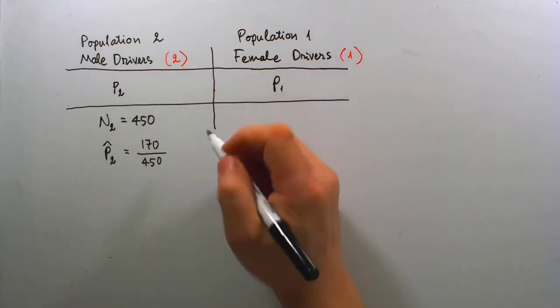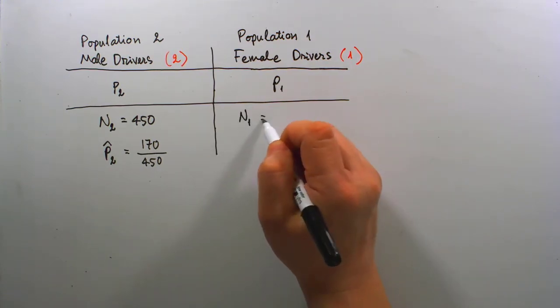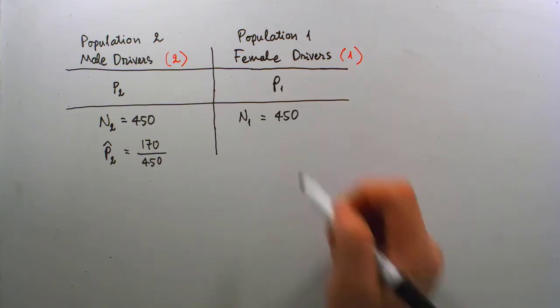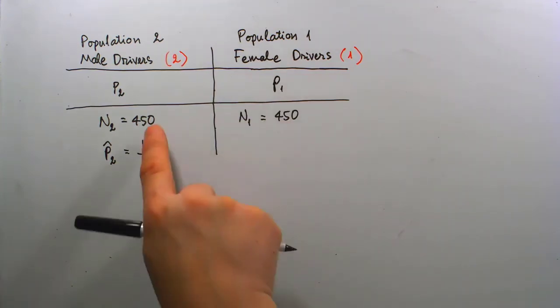It's just that we change the subscript and the numerical labeling convention. That's it. And the sample size from population 1 would now be regarded as N1, which was equal to 450 as well.